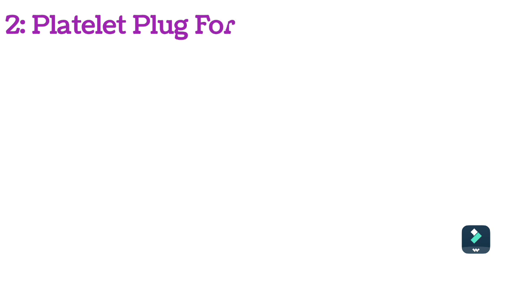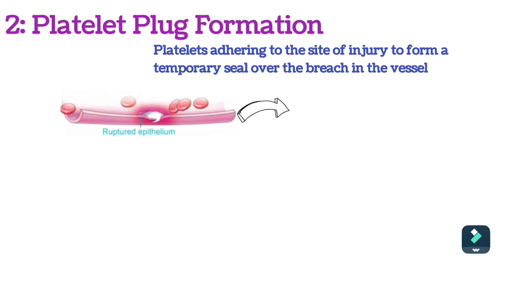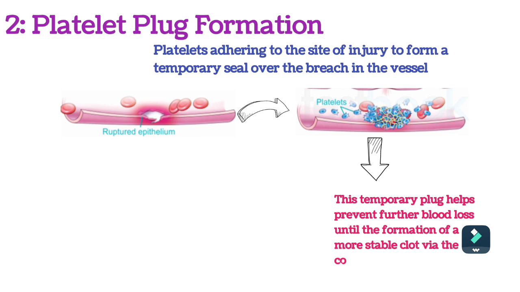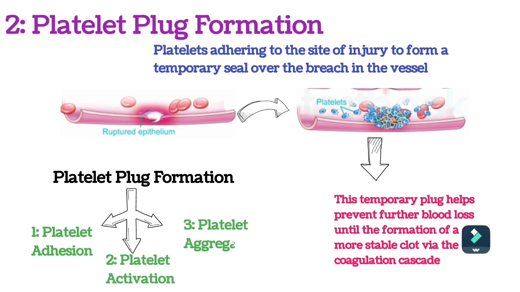Platelet plug formation, step 2 of hemostasis. The platelet plug consists of platelets adhering to the injury site to form a temporary seal over the breach in the vessel. This plug helps prevent further blood loss until a more stable clot forms via the coagulation cascade. Platelet plug formation involves 3 phases. 1. Platelet adhesion. 2. Platelet activation. 3. Platelet aggregation.